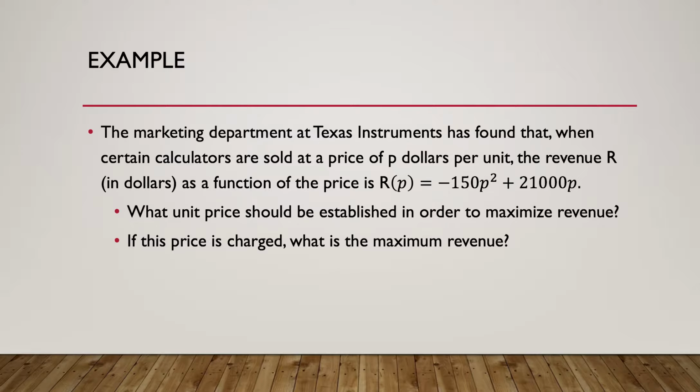Now, as we start this problem, what you need to realize is that the beginning of the problem is quite wordy, but the main thing that you need to focus on is the equation. Okay, so we know that this equation, R of P equals negative 150 P squared. This is a quadratic equation, just like we've been talking about in this section.